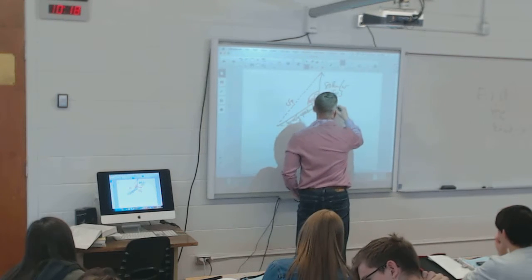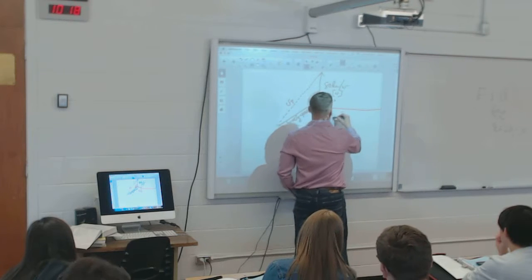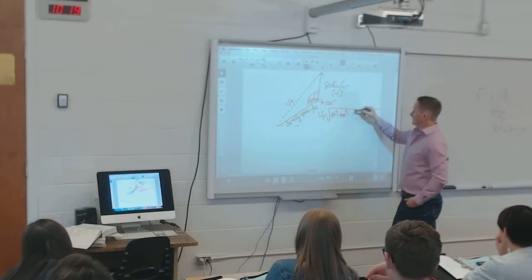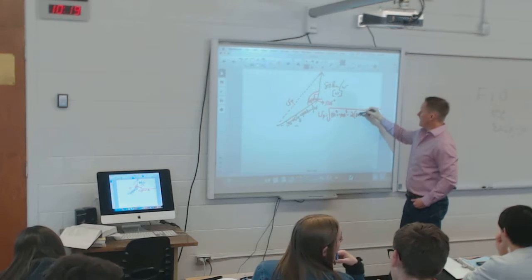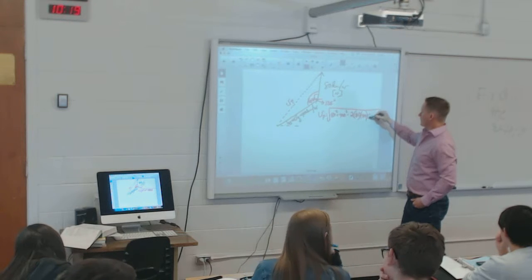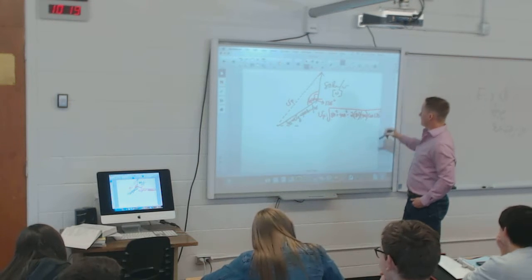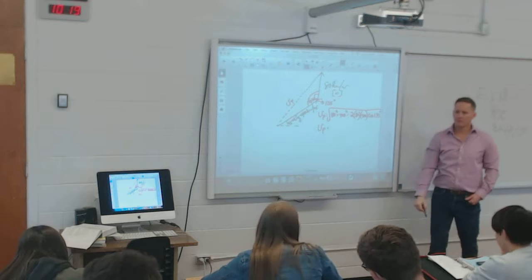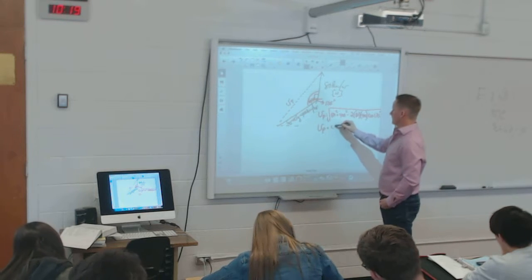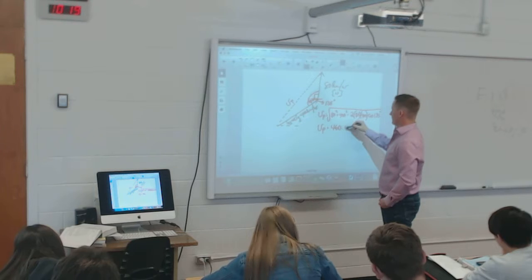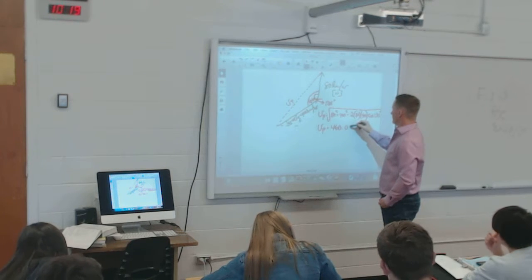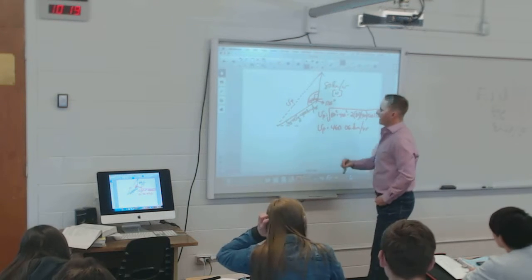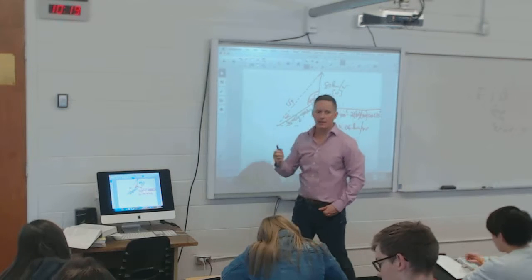So VP is equal to the square root of 80 squared plus 400 squared minus 2 times 80 times 400 times the cos of 135. That gives me the velocity of the plane. I got 460.06 kilometers per hour. And I now need an angle.